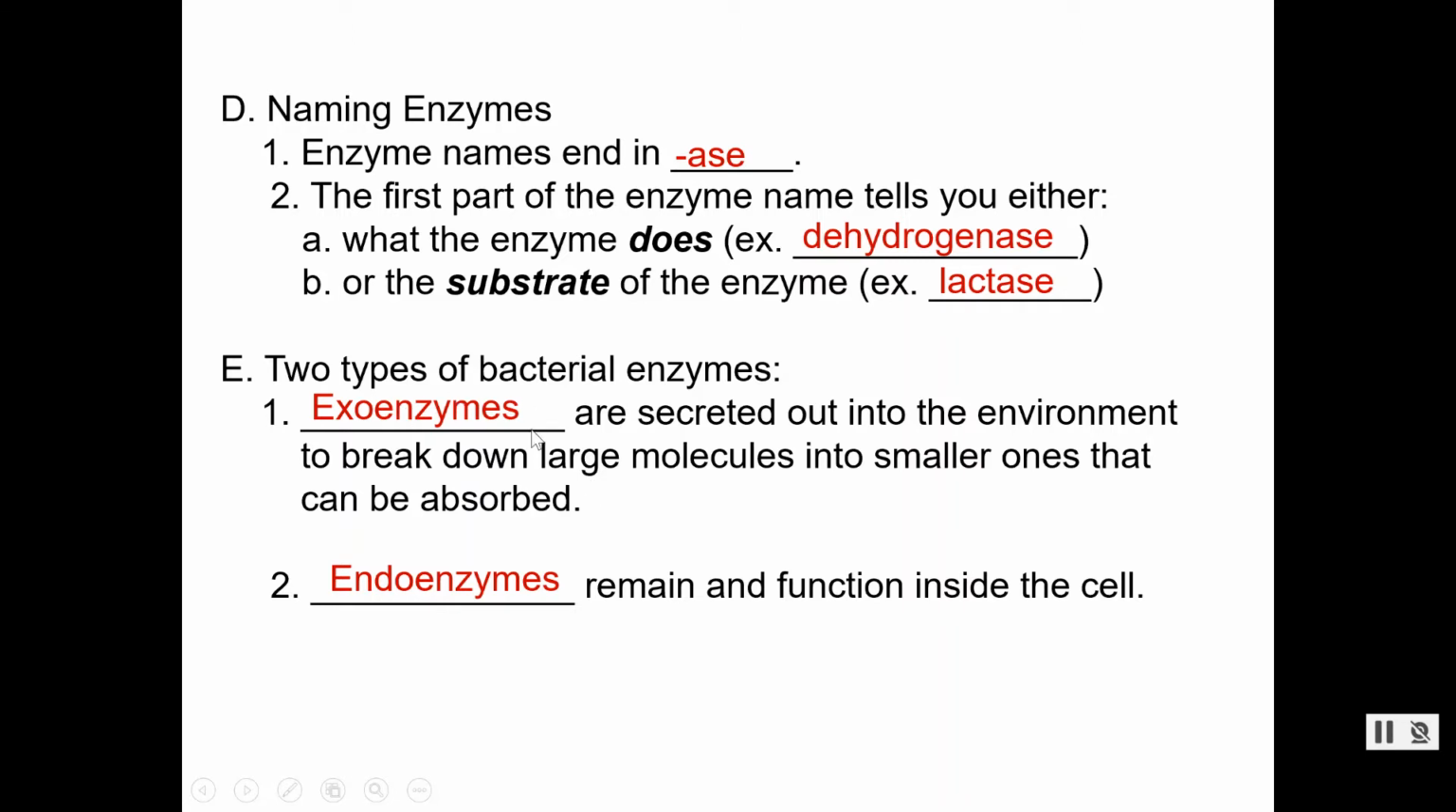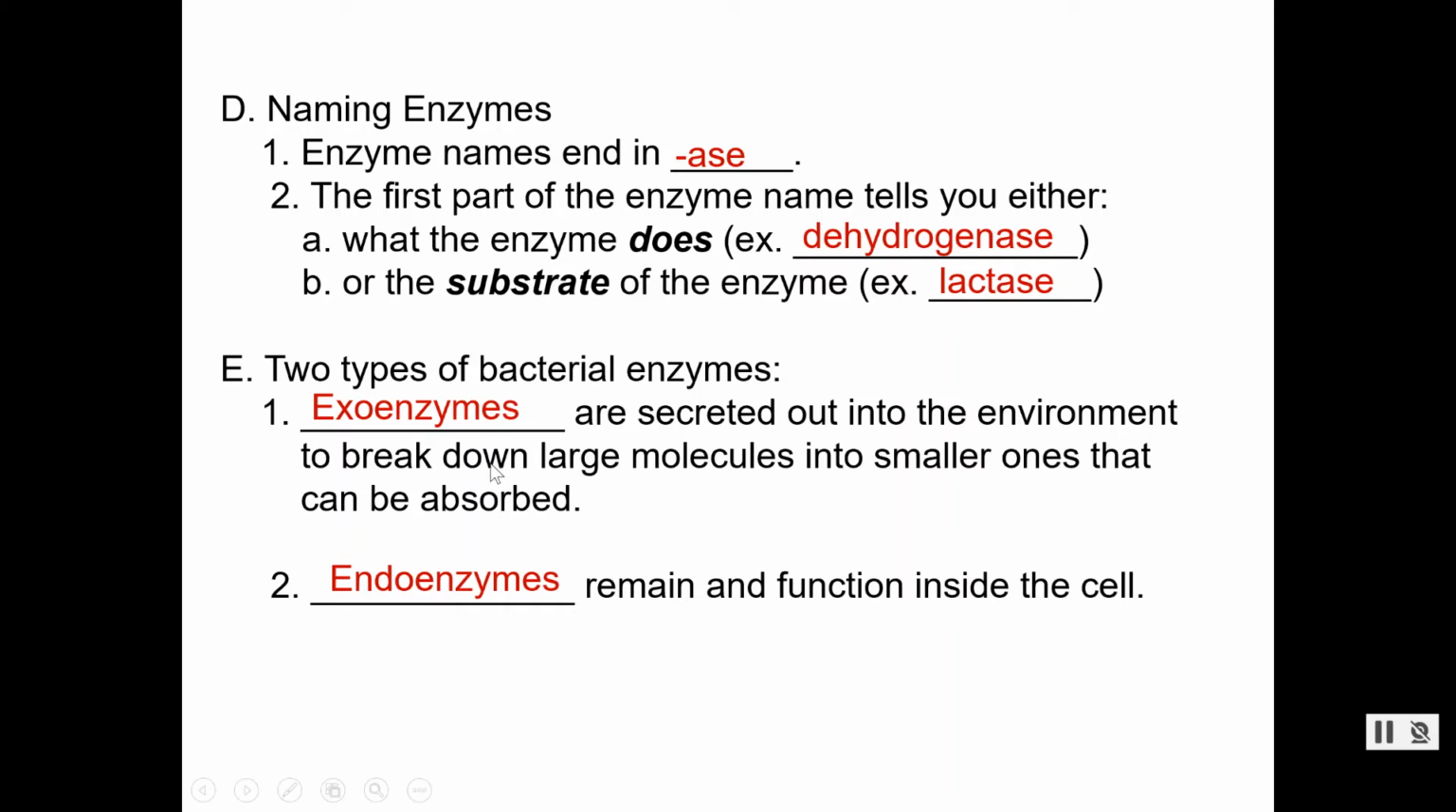So exoenzymes. Now these are very useful for bacteria. Remember, bacteria, prokaryotic cells, are kind of out on their own. There may be nutrients outside the bacteria cell that are too large to come inside. Some of these exoenzymes are made so they can break down the nutrients outside the cell, get them into smaller pieces that can then come in and be absorbed.